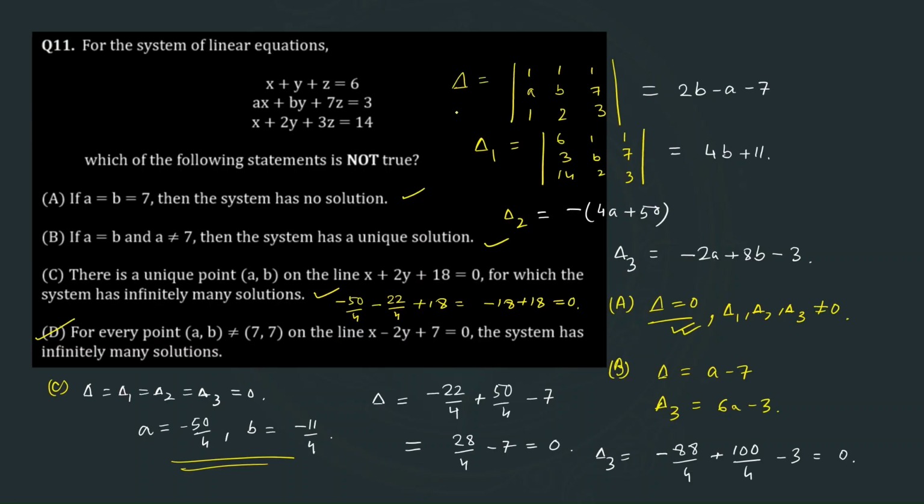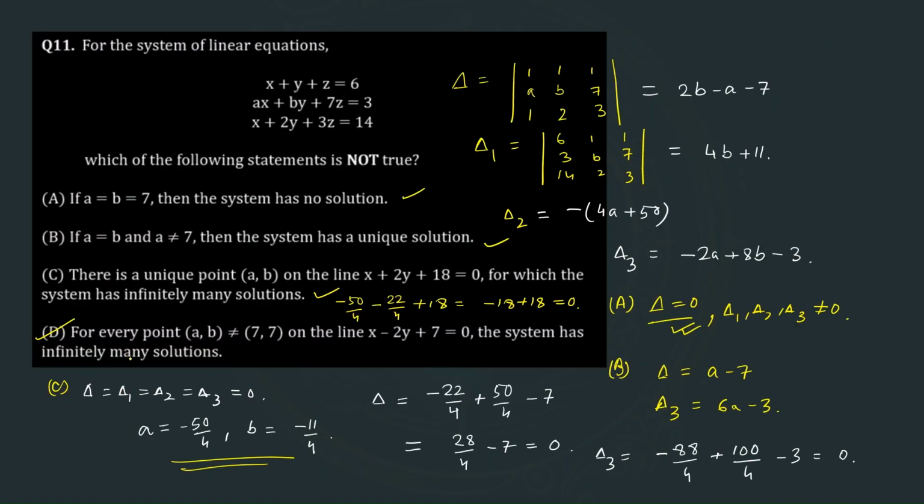So let us take a counterexample to counter this statement. We take the point, let's say (1, 4). For (1, 4), delta is 0, but delta 1 is non-zero, delta 2 is also non-zero, and delta 3 is non-zero. That means the system does not have infinitely many solutions for (a, b) equal to (1, 4). So this statement is incorrect. So option D is the correct option for this question. I hope you understood the concept behind this question.